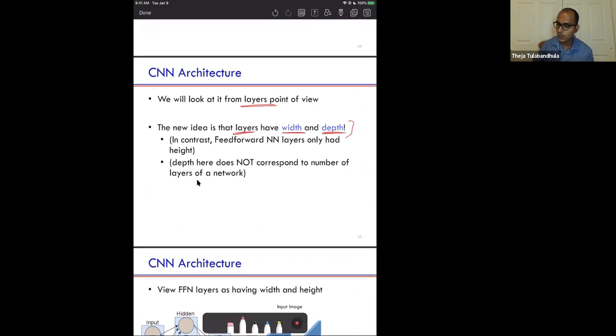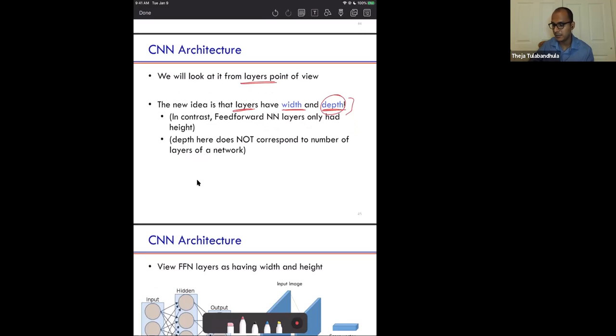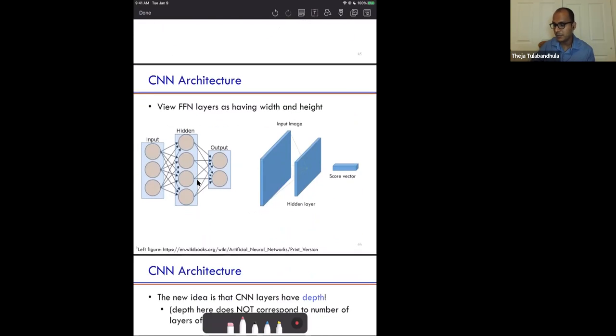Okay. And this depth is not related to the neural network depth. So if it's a two-layer neural network, the depth of the network is 2 because of the two layers. But here, when I say depth, it's the depth of a single layer. Okay. And so let's keep that in mind. So in terms of pictures, what's happening?